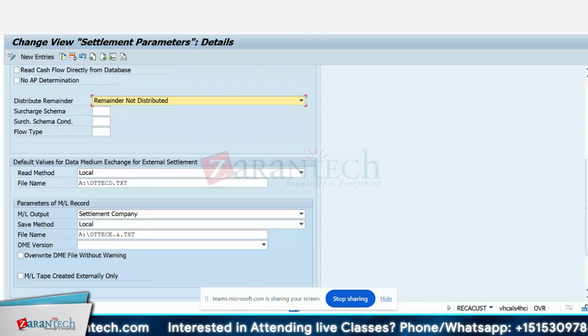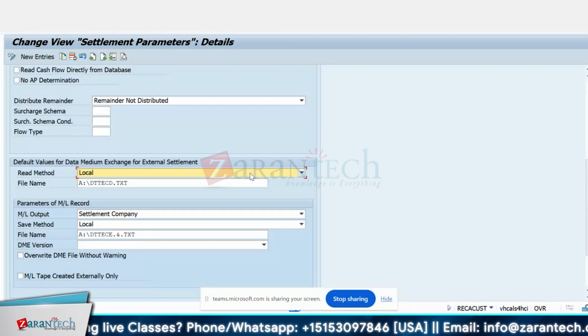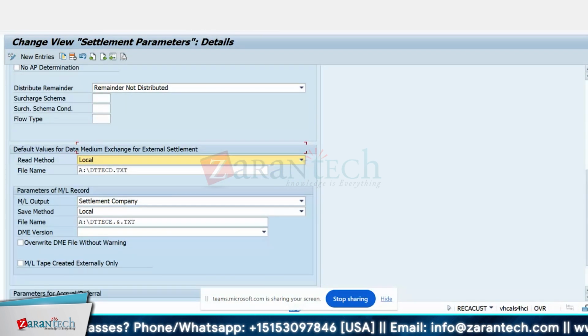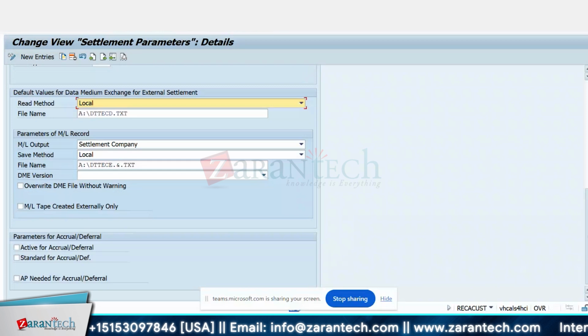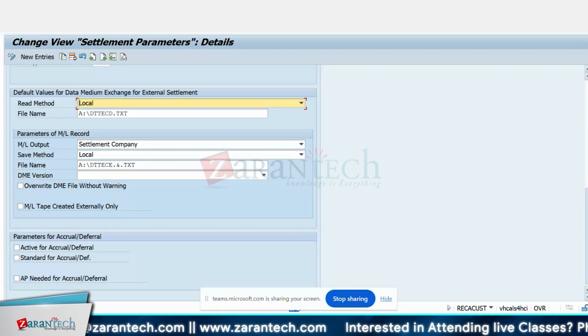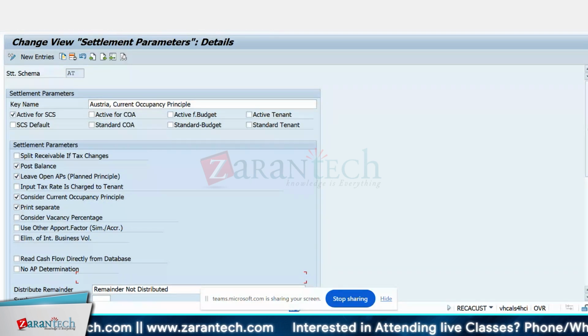Okay. Default values for data medium exchange for external settlement. So this is a DME configuration. If we have an external DME in place, then we'll be using this. Parameters for ML records, again the same. Okay. If any of the settlement parameters are active for accrual deferral, standard for accrual deferral, AP needed for accrual deferral, these are all things we can mention in your settlement parameter schema. Okay.